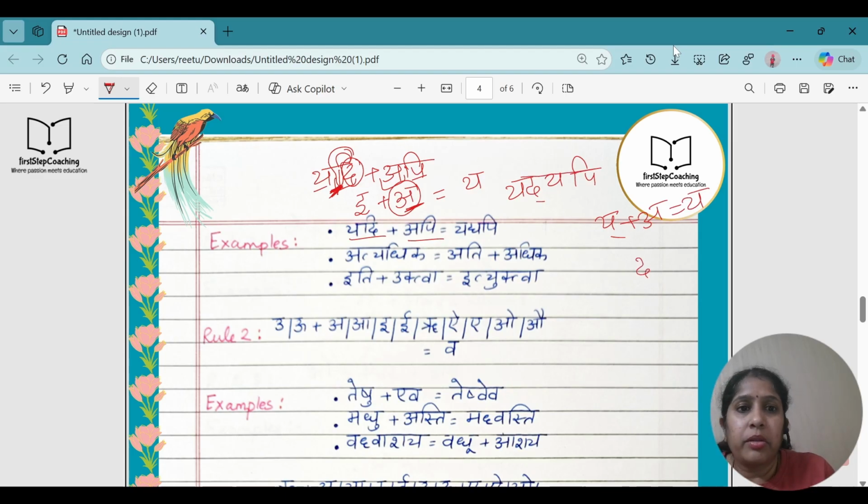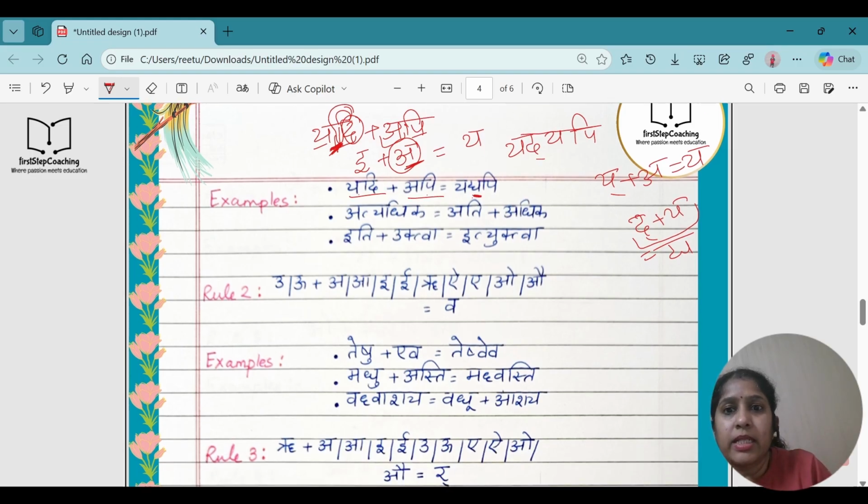And I have already told you that the half d and ya you can write as it is there also, and you can actually make it as there also. Fine. So it is the same thing. There only I have written. Fine. So yadi plus api is going to become yadyapi. Fine. We can try with one more example. Let's try this one because this is the splitting part. So first we will do the joining part.